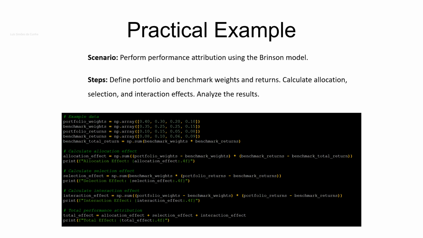Let's implement the Brinson model for performance attribution. We define the portfolio and benchmark weights and returns, then calculate the allocation effect, selection effect, and interaction effect. Analyzing these results helps identify the sources of the portfolio's performance relative to the benchmark.